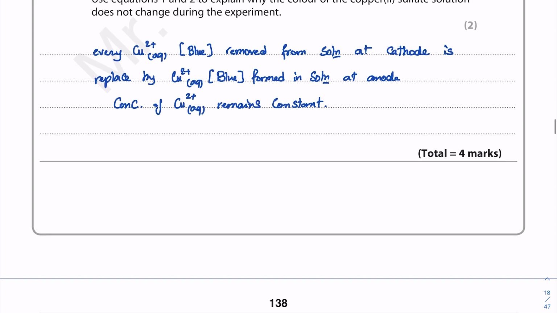Of course we could have written it: the rate of removal of copper ions from solution at the cathode is equal to the rate of formation of copper ions in solution at the anode. So the concentration of copper ions remains constant.